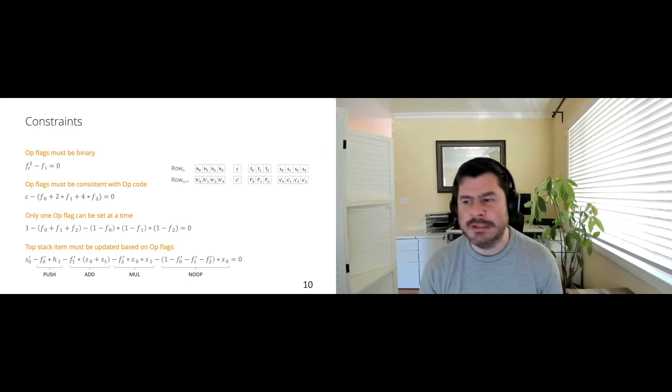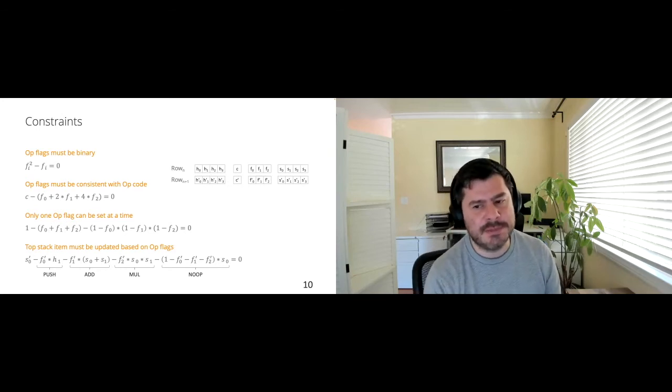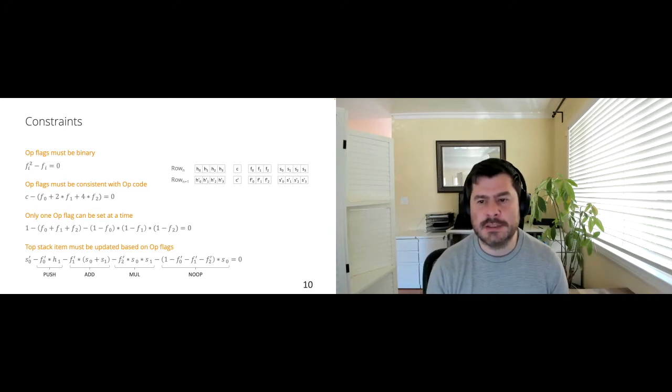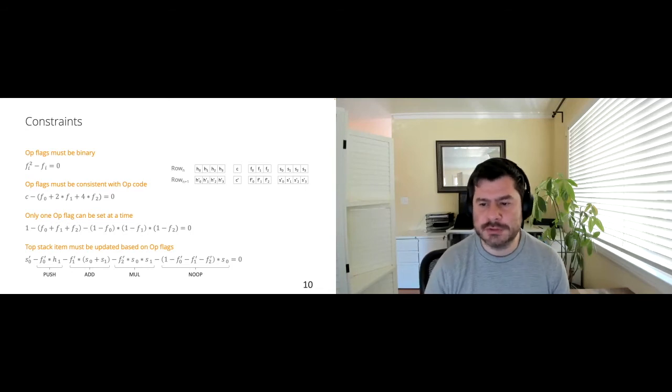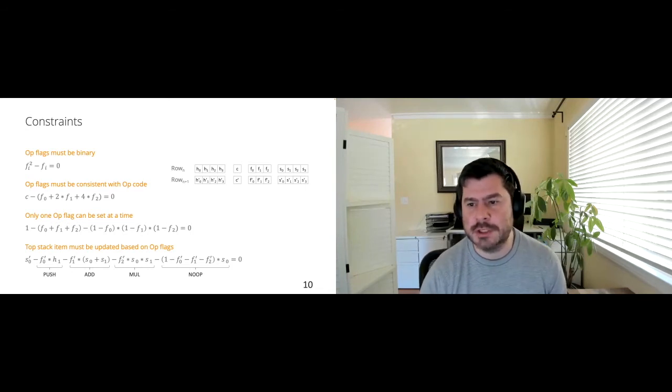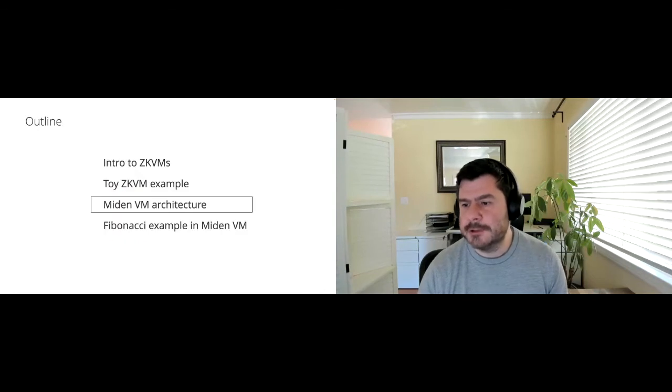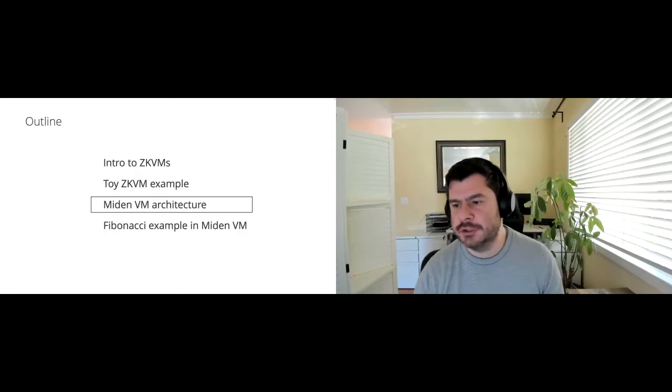There is one thing that we didn't mention here, which is how do you build random access memory, and that requires another set of tricks which have to do with permutation arguments. But these are not yet supported in Winterfell, by the way, something we will need to support to build more robust virtual machines, and the next version of Miden VM will require those. All right, so let's talk about Miden VM architecture.